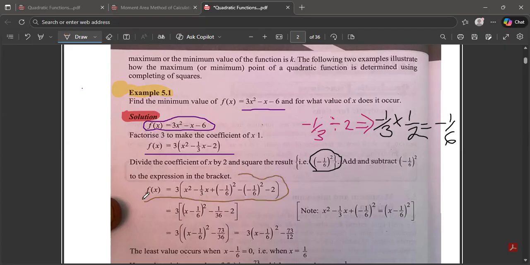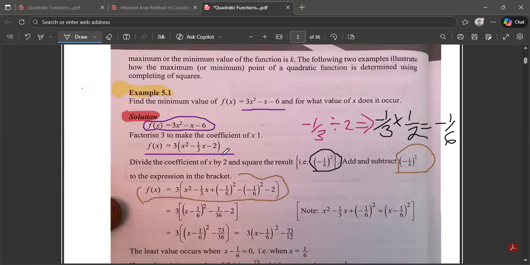And now from there, they came to this step. And in this step, they say f of x. Now, wherever you see 1 over 3x, you are going to put what? Or even if you don't want to take that discovery, take this rather. They say divide the coefficient of x by 2 and square the result. The result we have obtained is negative 1 over 6 all squared.